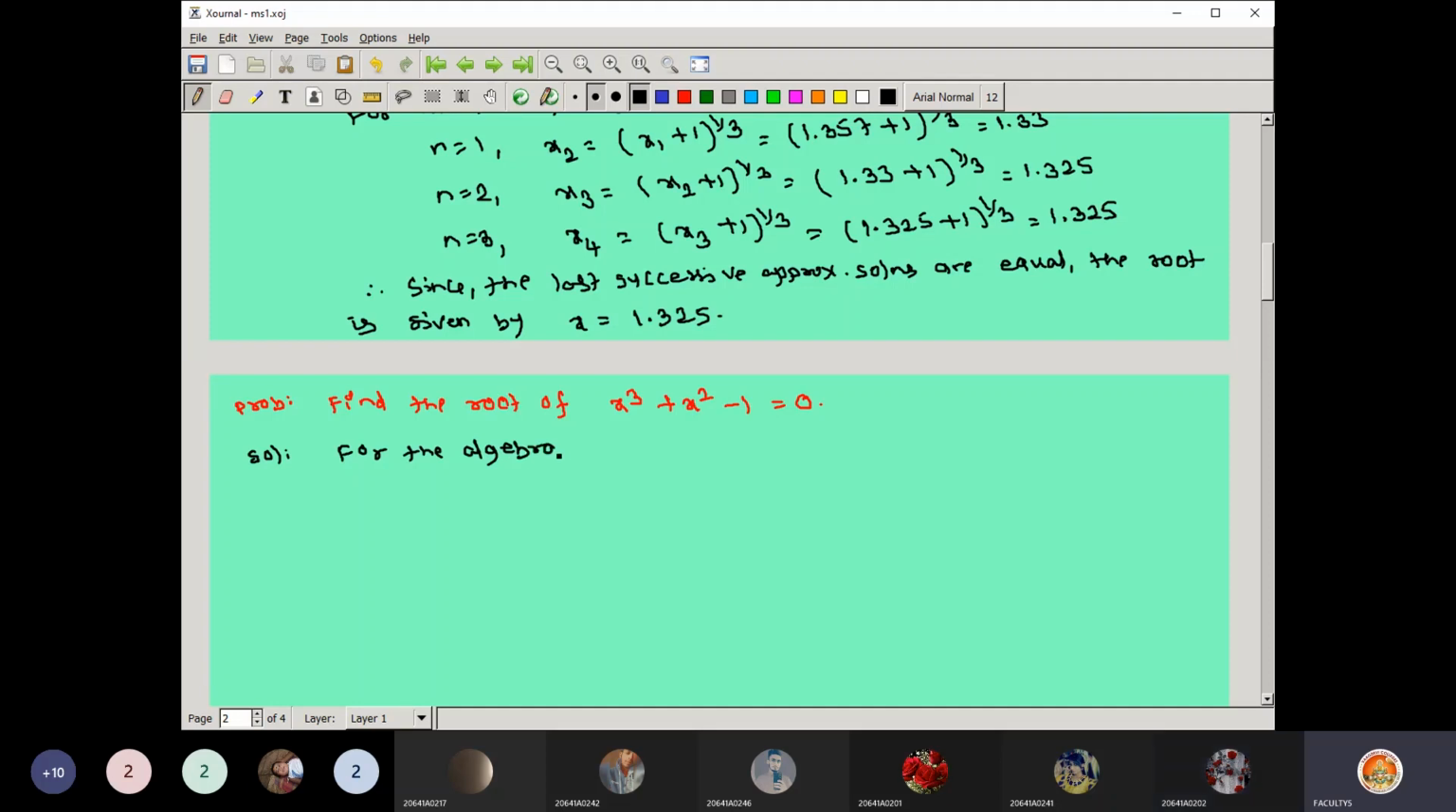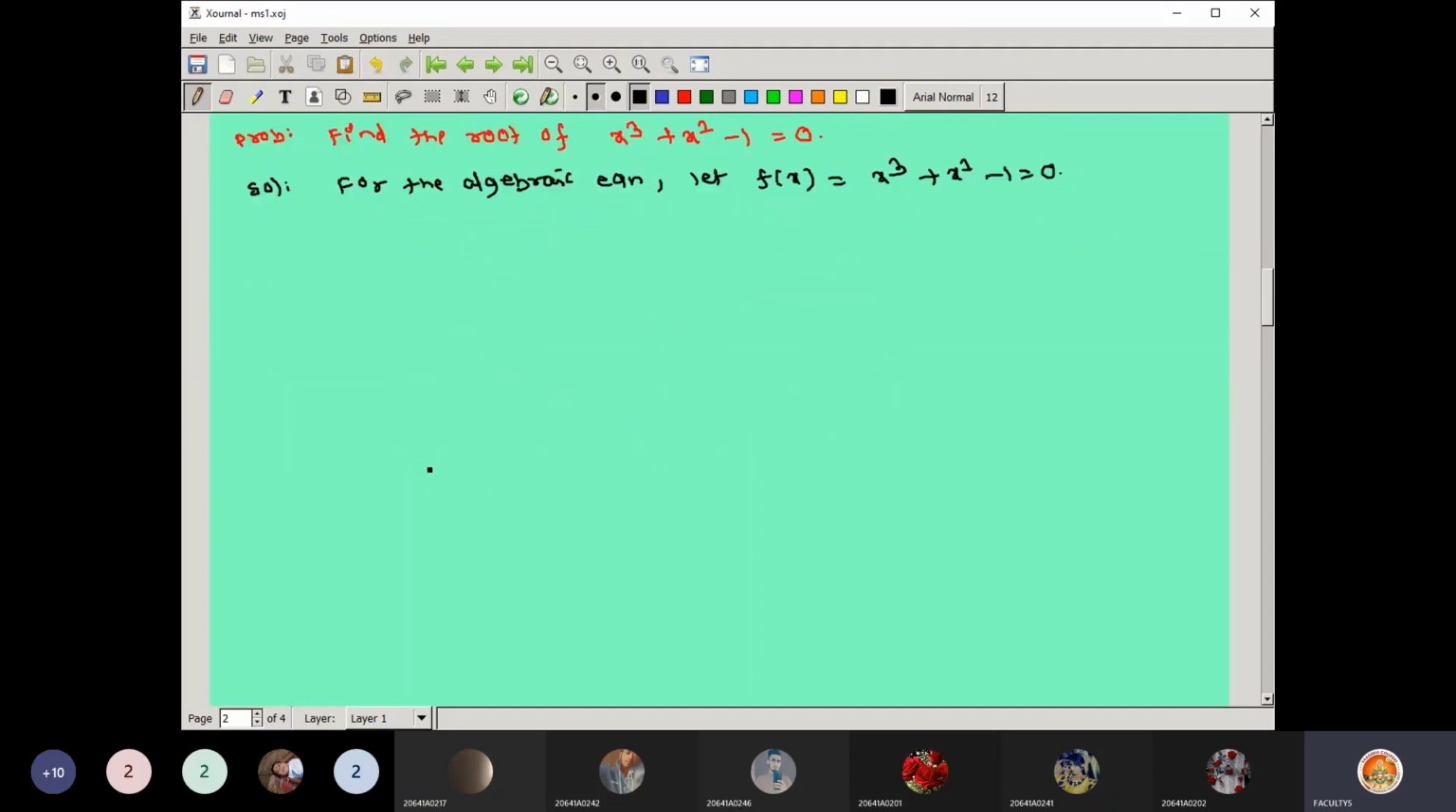Algebraic. For the algebraic equation, let f of x be equal to x cube plus x square minus 1 is equal to 0. So that is your given expression. Now you are selecting the real numbers a and b. So how to select the real numbers?